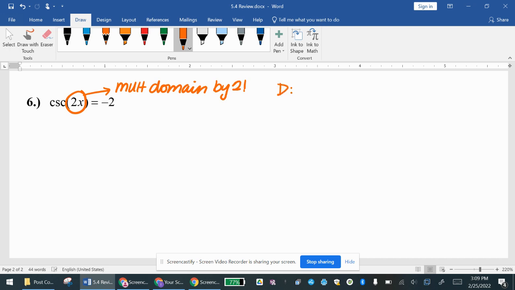So your current domain is from 0 to 2 pi. Actually, let me leave some space here. Okay, so right now your domain is from 0 to 2 pi, but you can go ahead and multiply it by 2 right now, which means that your new domain is going to be from 0 to 4 pi.